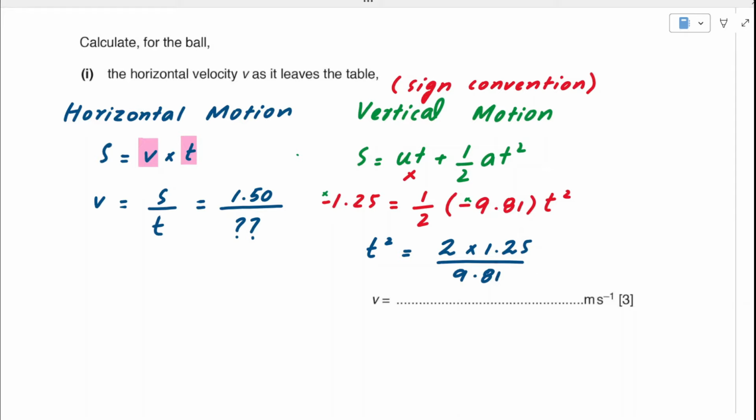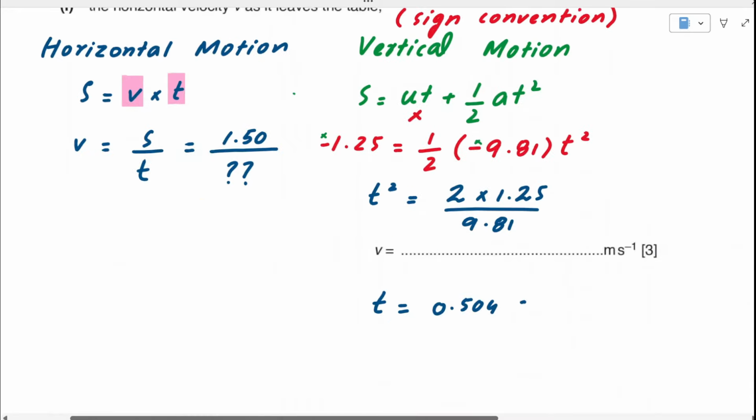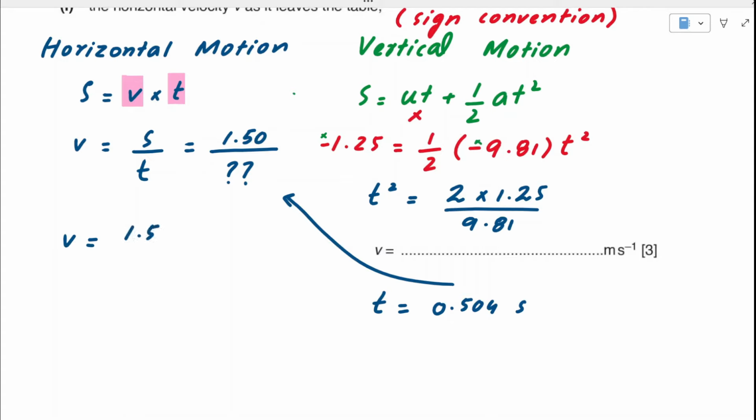And whatever the answer is, we take square root of it. So could you hit it on the calculator first and then take square root of it and give me the value of t? So I can use this value of t and I can place it all the way over here. So I'll be very quick with it before this value of t disappears.